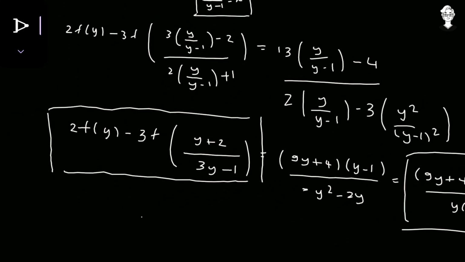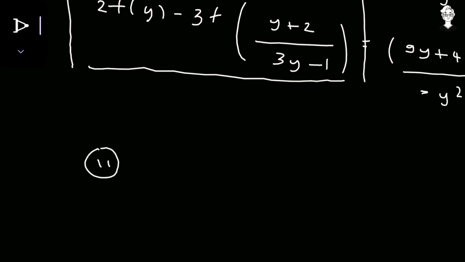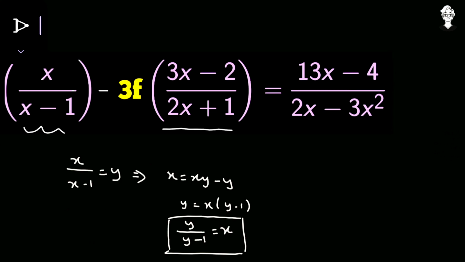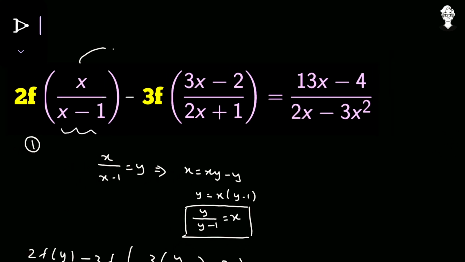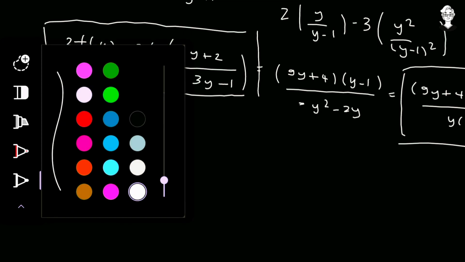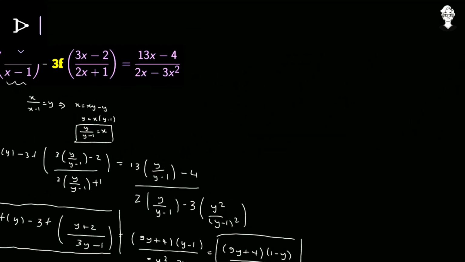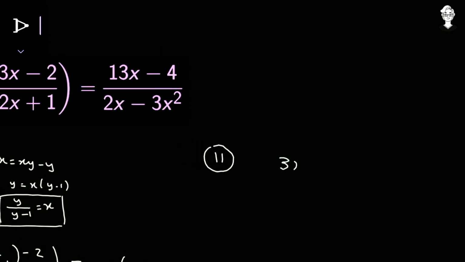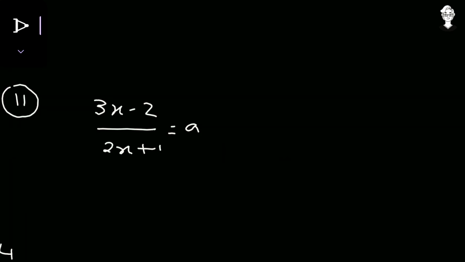Now in the second step, what we will do is consider the second thing as another variable, let it be a. The second thing, that is 3 times x minus 2 upon 2 times x plus 1. In the first case we considered this as y, a single variable, and now we will consider this as a single variable. So in the second step we consider the second thing as another variable a. So 3 times x minus 2 upon 2 times x plus 1 is equal to a. So now we will find x in terms of a. Therefore 3 times x minus 2 is equal to 2 times x times a plus a.